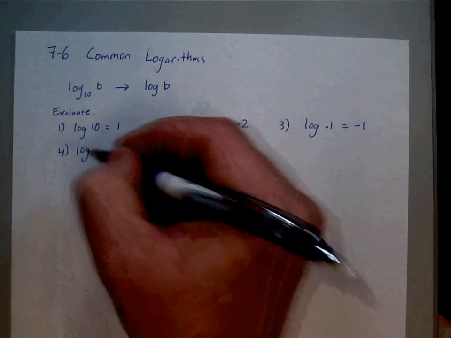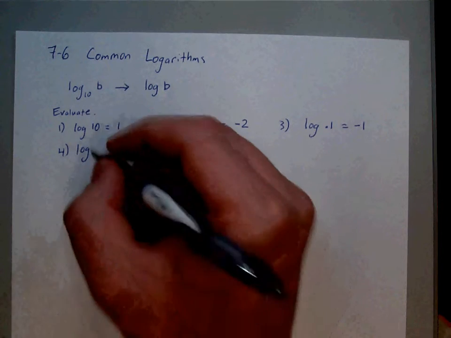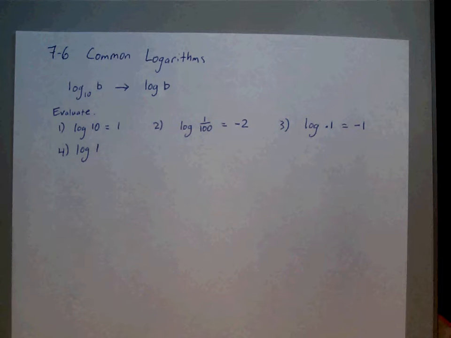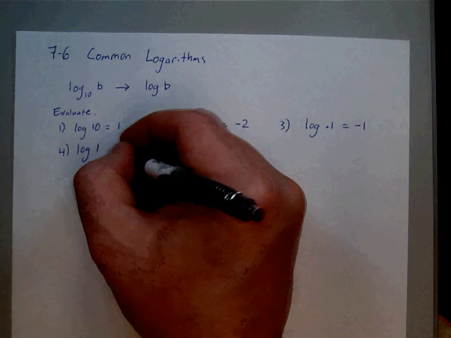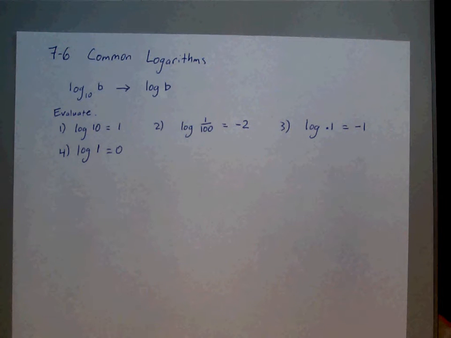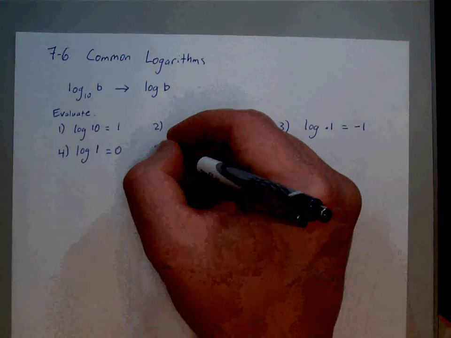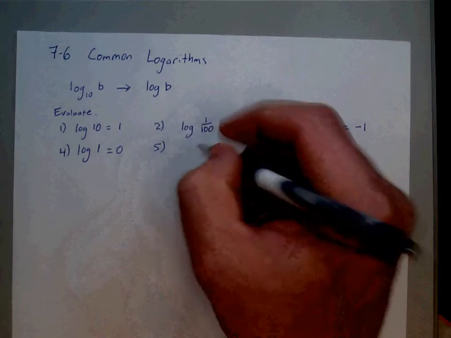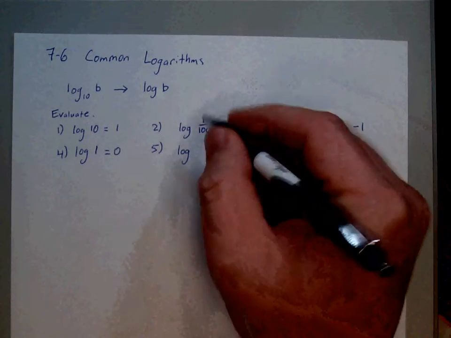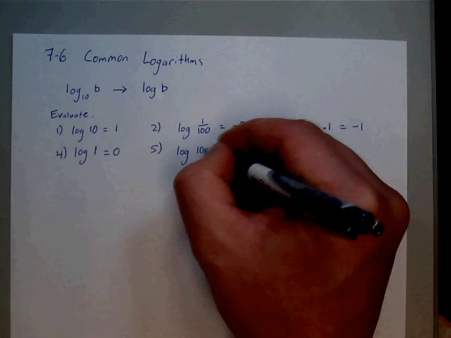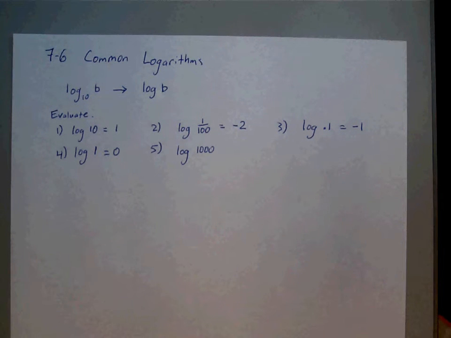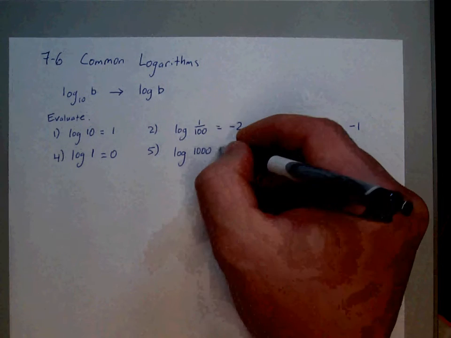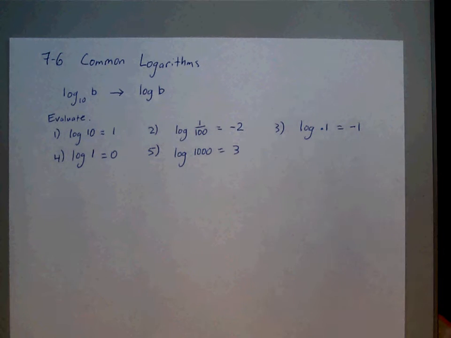If we see log of 1, it doesn't even matter what the base number is. If it's a log of 1, we know that the answer is 0. Anything to the 0 power equals 1. And so one last one of those. Let's go log of 1,000. So 10 to the first is 10, 10 to the second is 100, so 10 to the third would be 1,000, so this is a 3. So there are some common logs. You don't have to see the base number to use them.